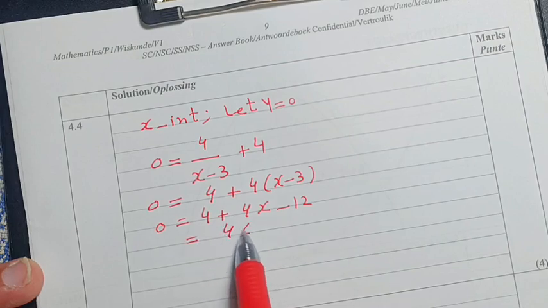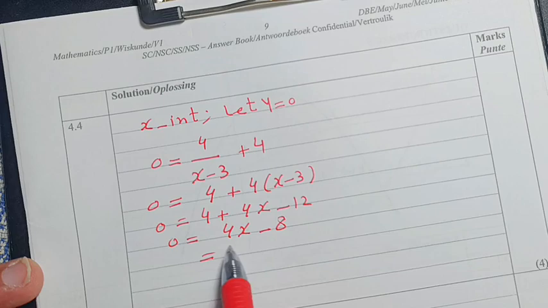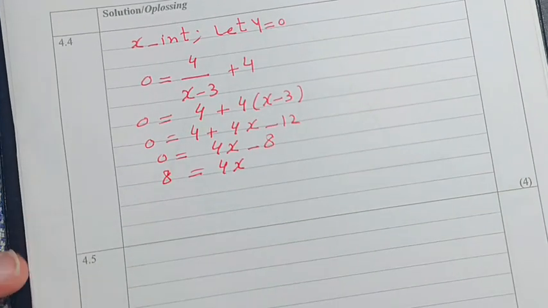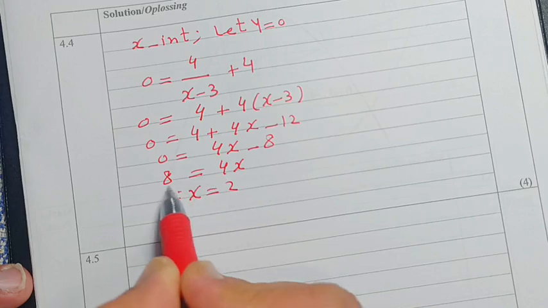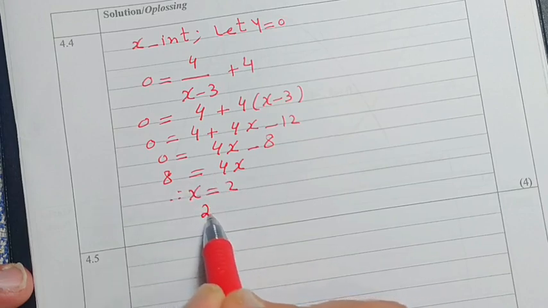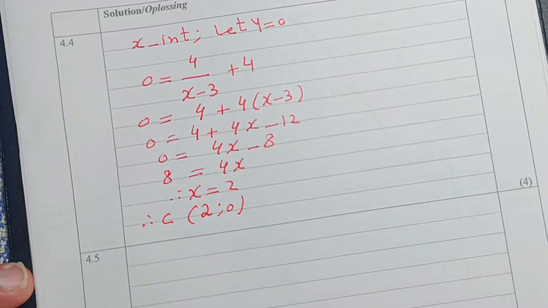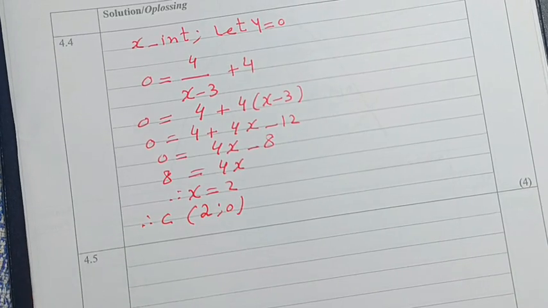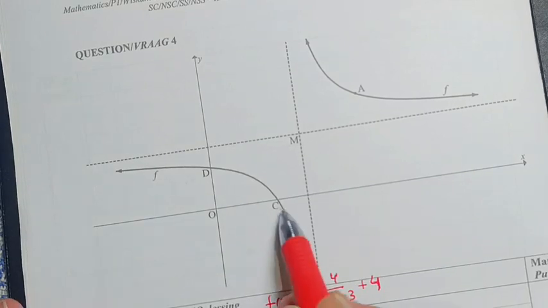I simplify: 4x - 8 = 0. 4x = 8, therefore x is equal to 2, since 8 divided by 4 is 2. So x is 2, y value is 0, and this is our C. Now I can see the graph and give the answer. So for C, we got x is 2 here.